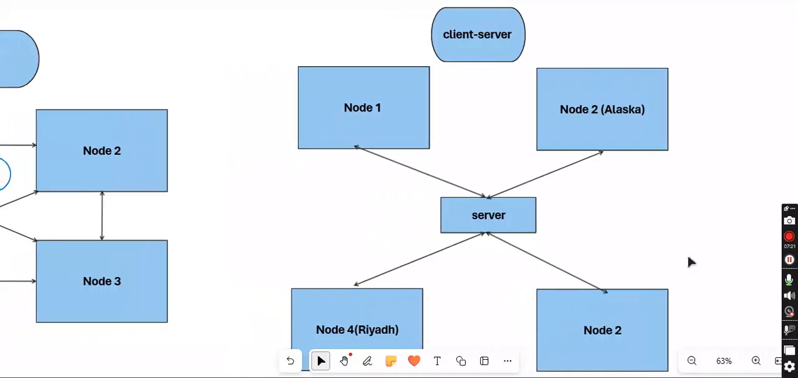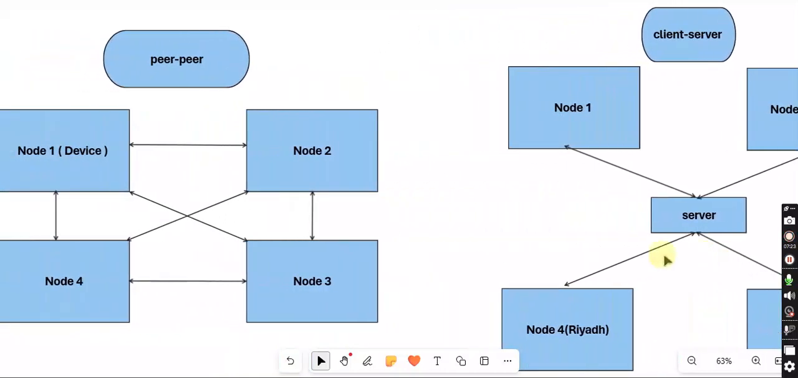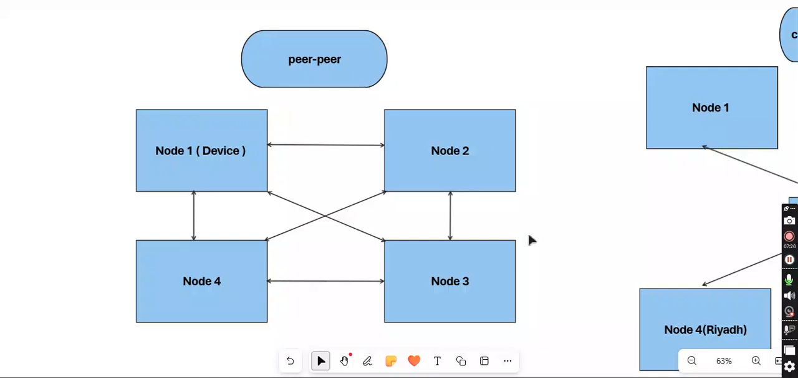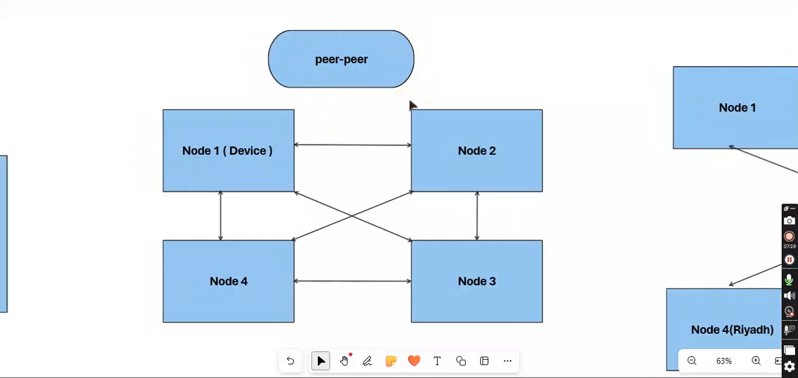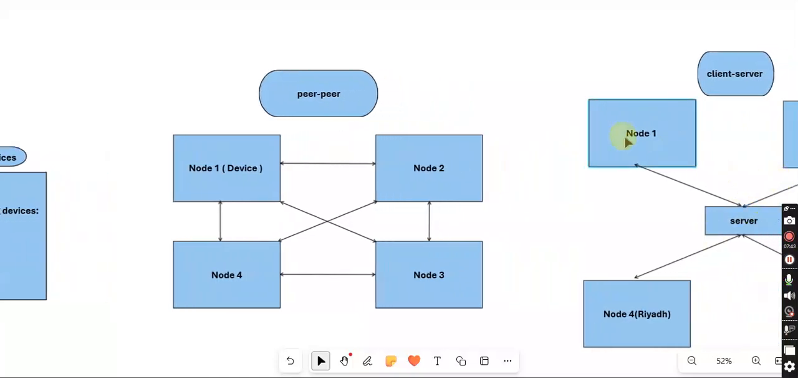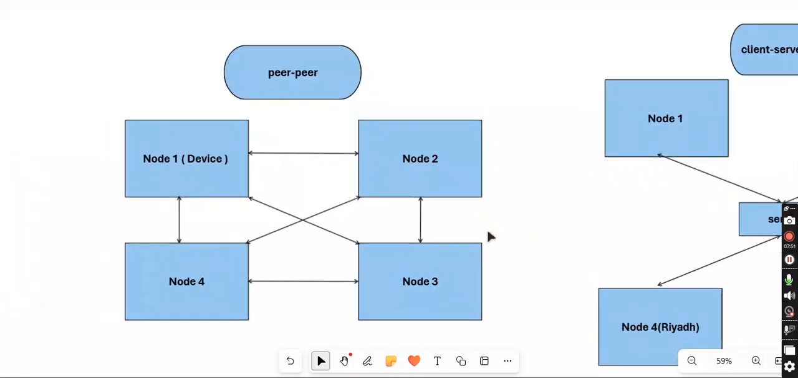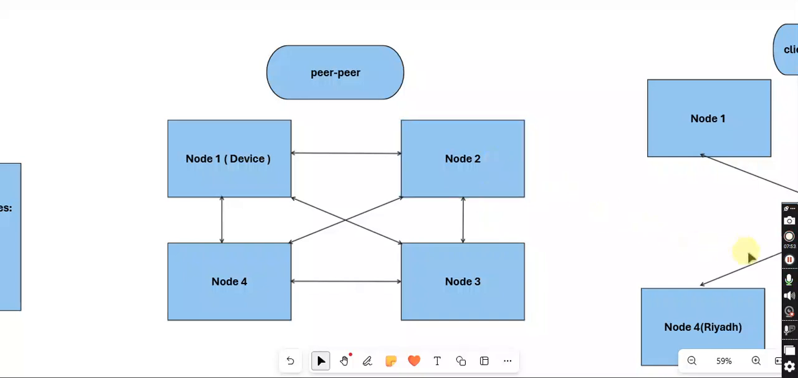Now the other model that we have is called the peer-to-peer model. You must be able to easily relate to it. The peer-to-peer model is a model in which all the devices are connected directly to each other. There is no centralized server in the middle. Like in the client-server model, we had a server, and the client would send a message to the server and the server would send it ahead to the receiver. But in the peer-to-peer model, we don't have this. The sender directly sends the message to the receiver.